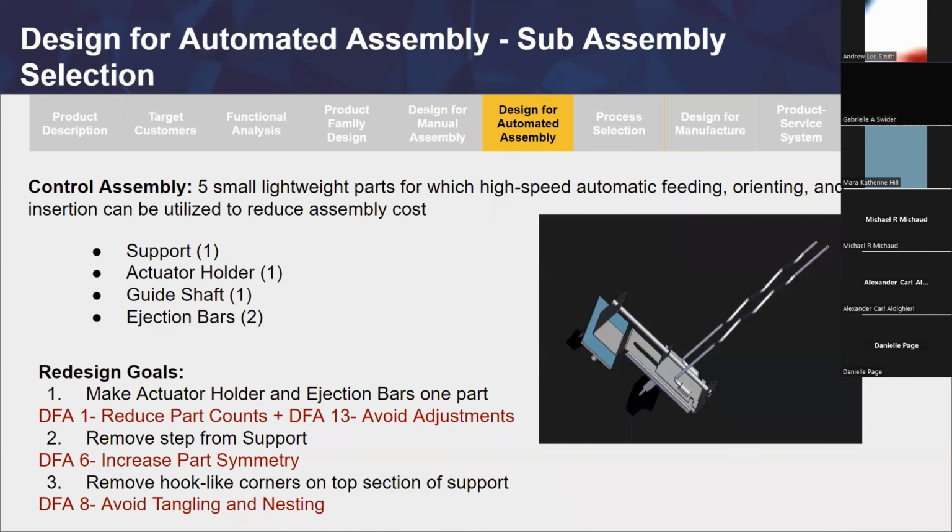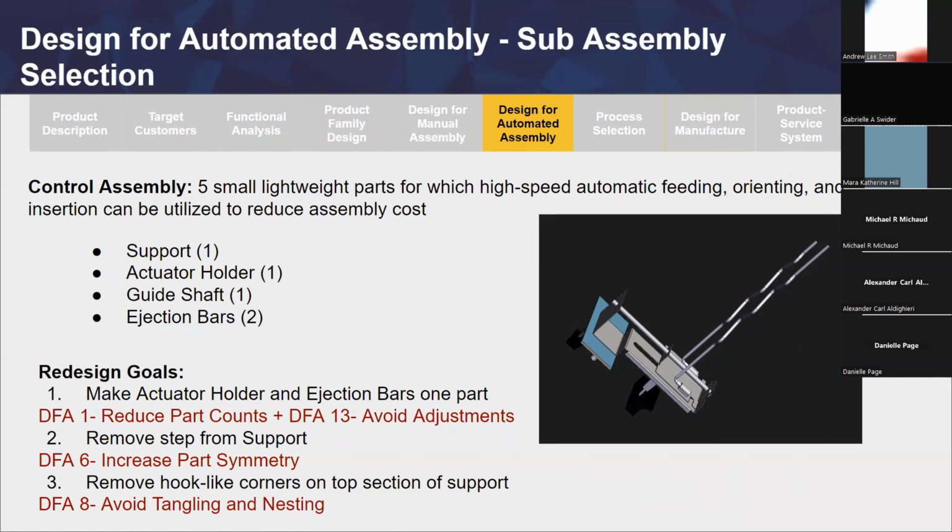We decided to use automated assembly for the control assembly and also to redesign the control assembly. We had 3 design goals in mind. For DFA 1 and 13, reducing part count and avoiding adjustments, we wanted to combine the actuator holder and the ejection bars and make them one part.